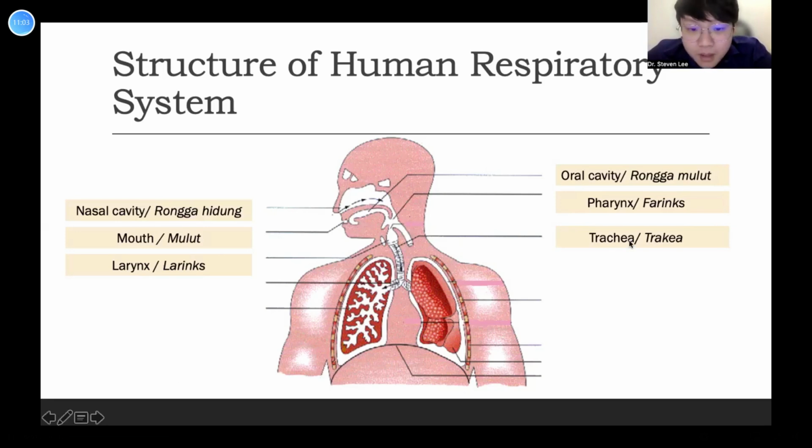So this is the trachea. Now you need to understand whatever is below your trachea, from your trachea and below, we consider that as the lower respiratory tract. Whatever is above the trachea is the upper respiratory tract.